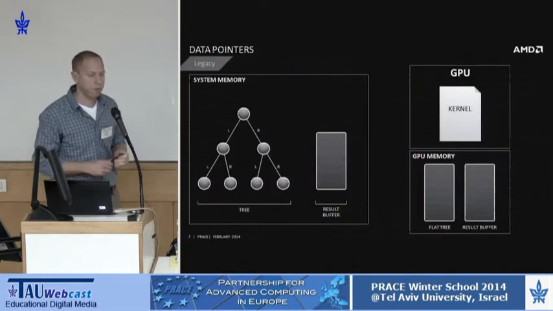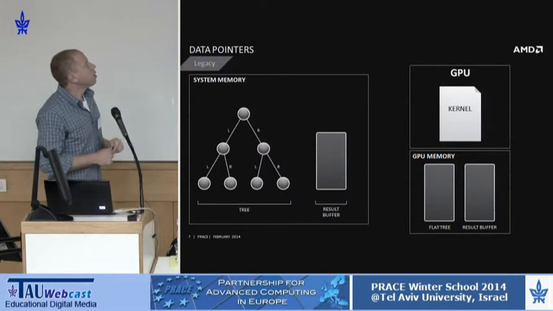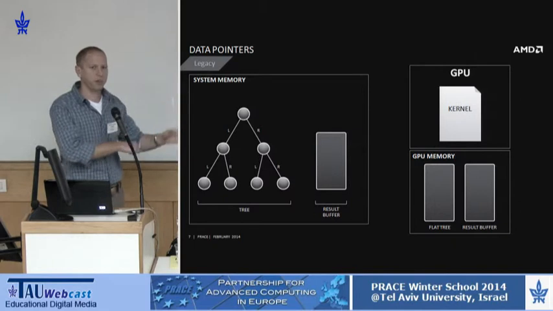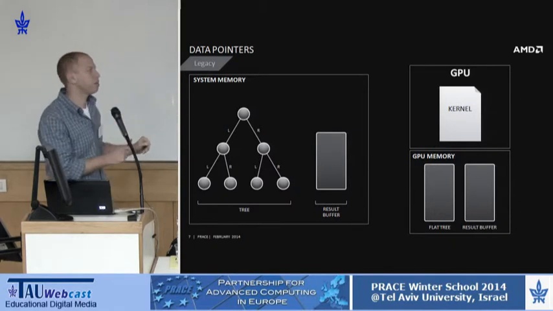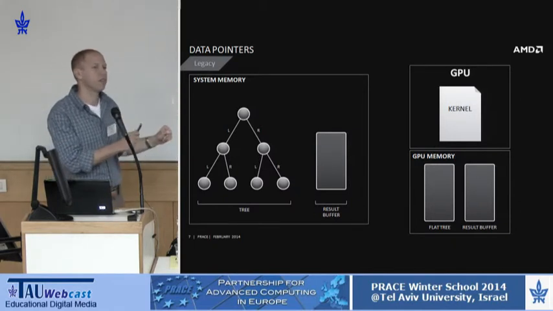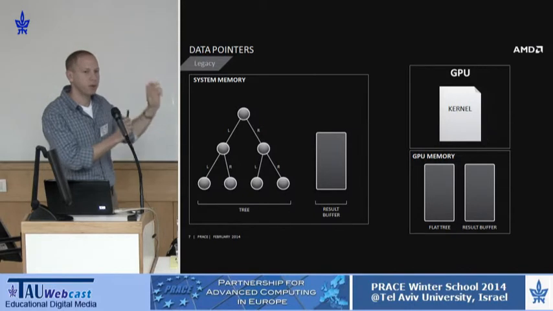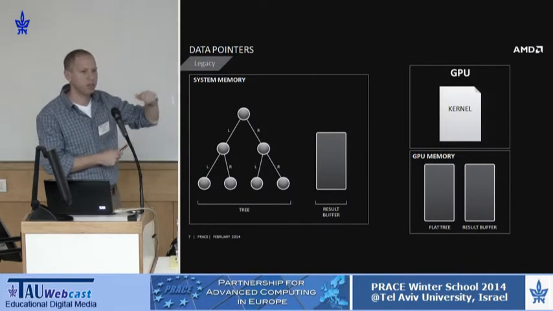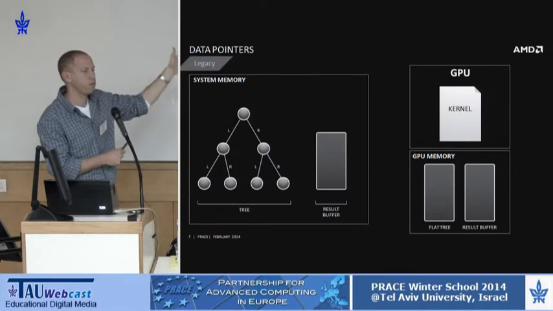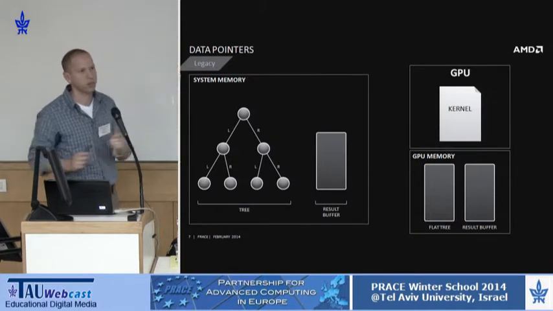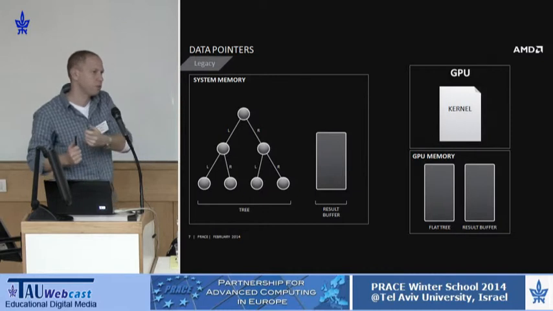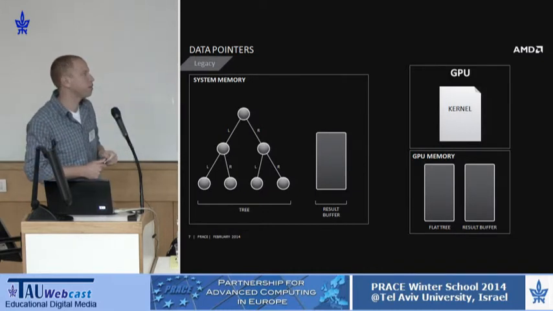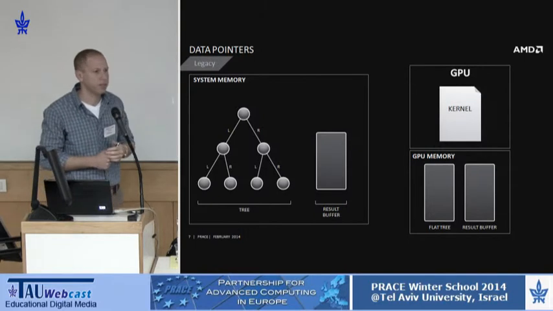So, data pointers. Traditionally, let's go back to how the CPU translates virtual addresses to physical addresses. If we all remember our operating systems course, the CPU has a set of page translation buffers that take from one end a virtual address and produce on the other end a physical address. The CPU memory controller can access only physical addresses, and that's how the translation is done.